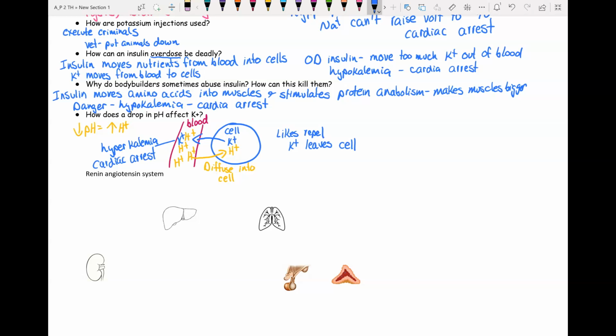So before you've learned about how changes in blood pH are dangerous because they can denature your proteins, now you know a second way that changes in blood pH are dangerous. So there's two things about blood pH that can kill you. One is it can denature your proteins. The other is that the hydrogen will diffuse into your cell, which drives the potassium out of your cell, which causes hyperkalemia in the blood, which makes the heart fail to repolarize, which causes cardiac arrest.